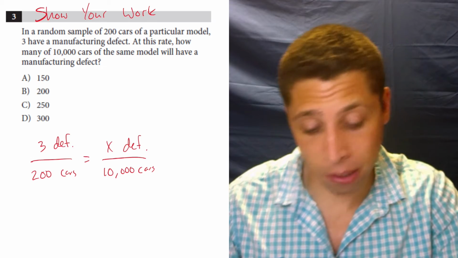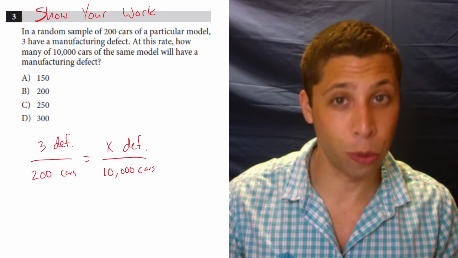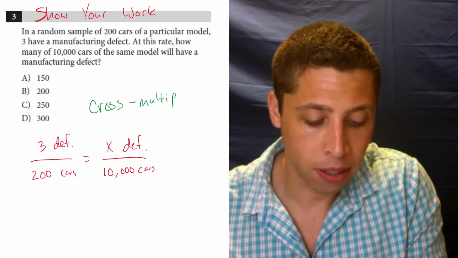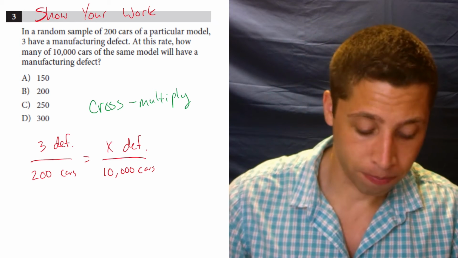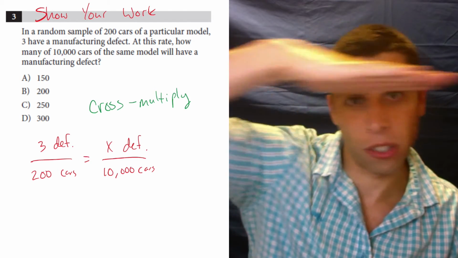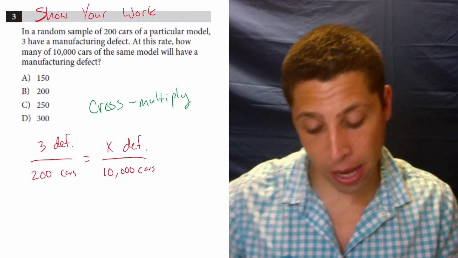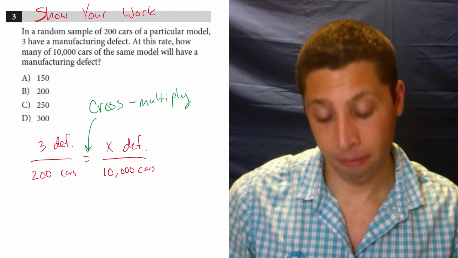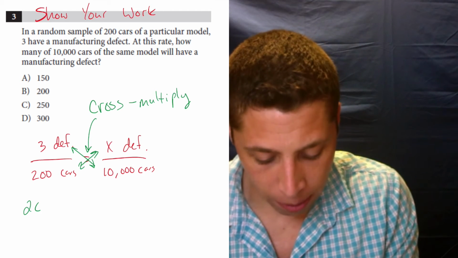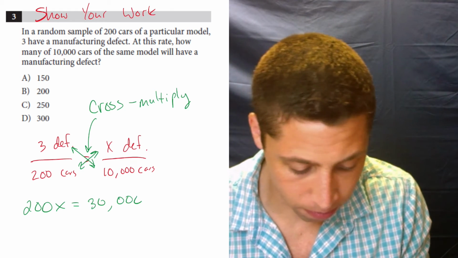So how do we solve this mathematically? This is when we have 2 fractions equal to each other. We can cross multiply. Now to be clear, cross multiplication is a special situation. Normally when we multiply fractions, we just go across, right? Multiply the tops, multiply the bottoms. But because of that equal sign, that lets us go diagonally, right? So 200 times x is 200x. 3 times 10,000 is 30,000.